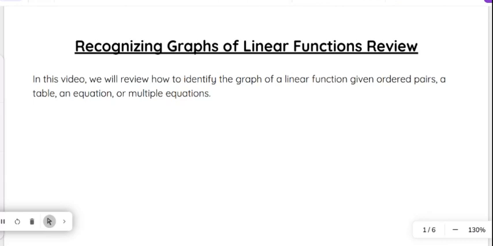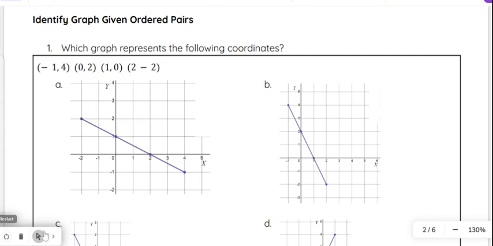So given ordered pairs, given a table, which is essentially just a list of ordered pairs in a table format, an equation or multiple equations. So that's what we'll look at today. So our first example will be identifying a graph given ordered pairs.